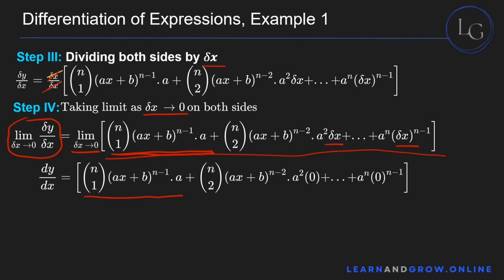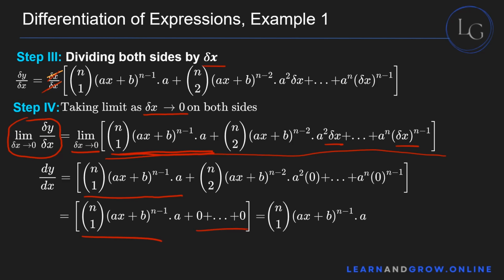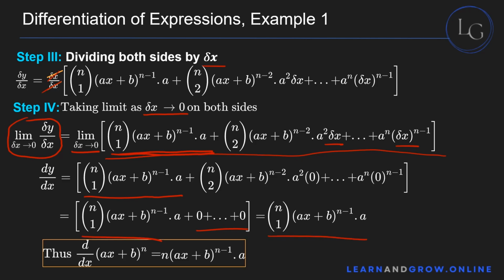So what we'll do is, every single thing after this first term is being multiplied with at least one delta x term. So every single term after the first term becomes 0, and so at the end you're just left with this. And thus dy by dx is equal to n into, oh by the way, this is just n because n choose 1 is just n, so this is the final answer that you get.